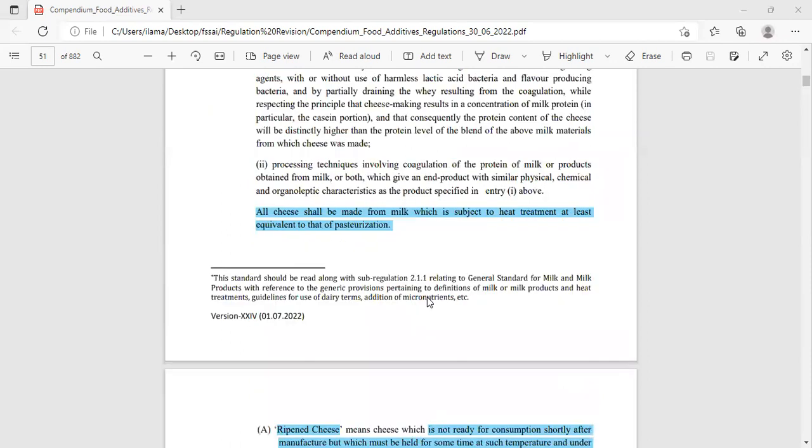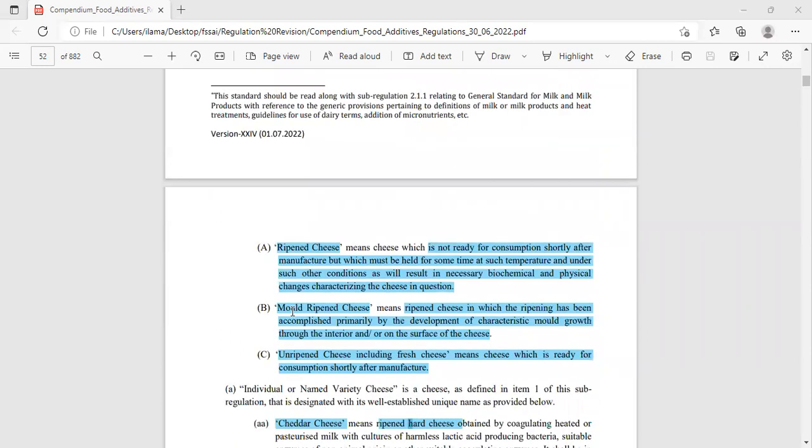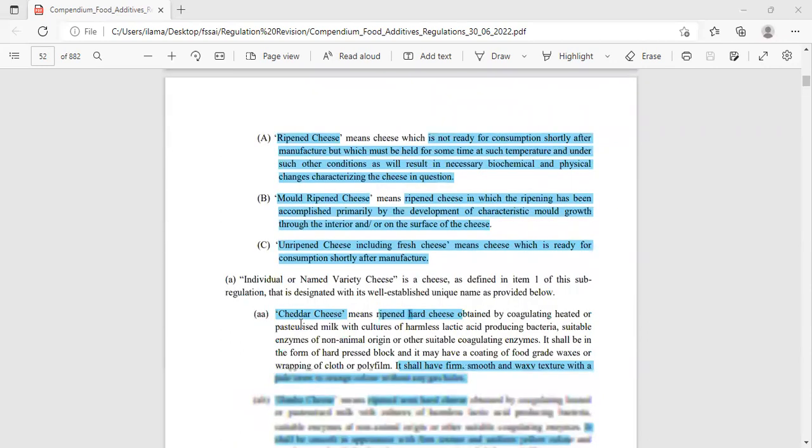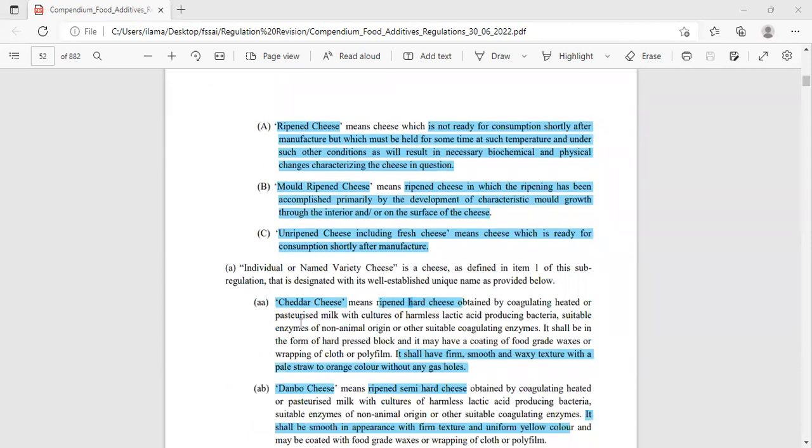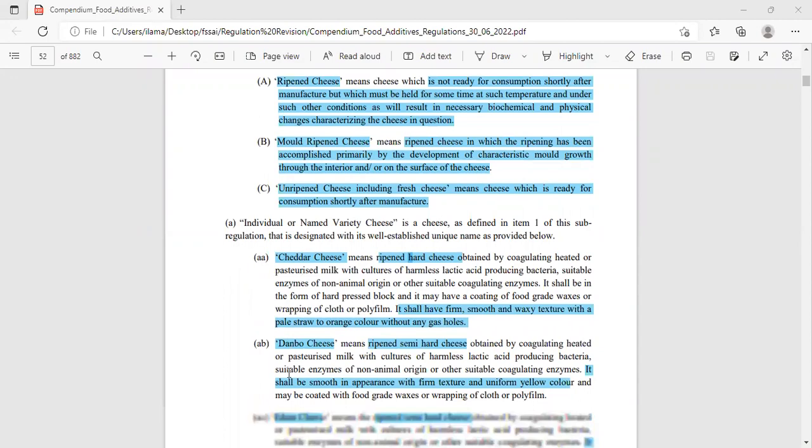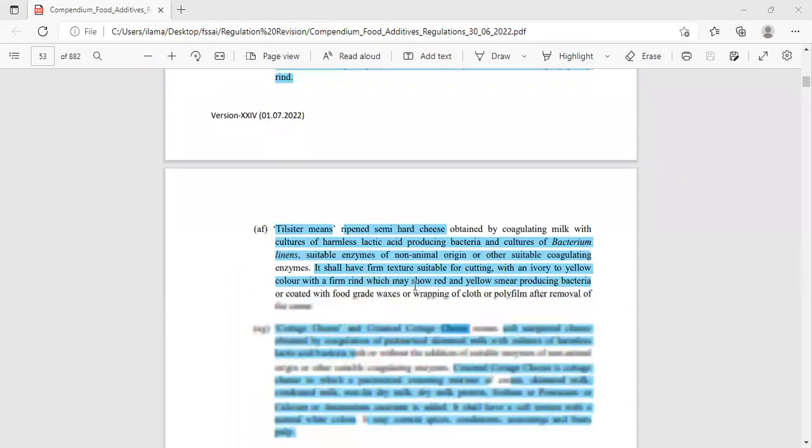Here I highlighted a few important points. Just please make a separate note of it. Like cheddar cheese, it is a ripened hard cheese. Danbo cheese, it's a ripened semi-hard cheese. Like that, make a separate note of it and go through these cheese products.